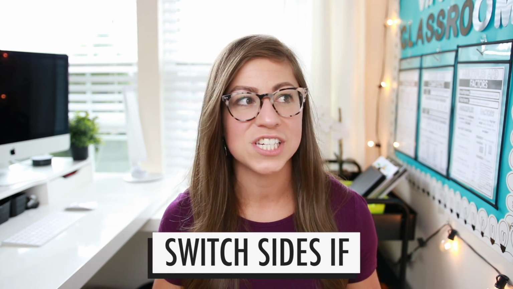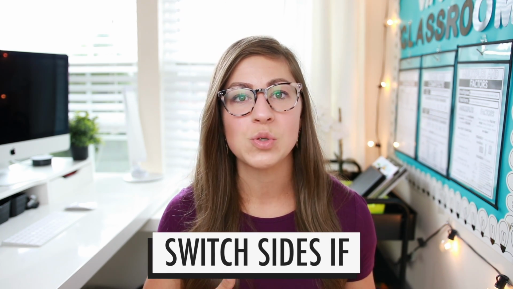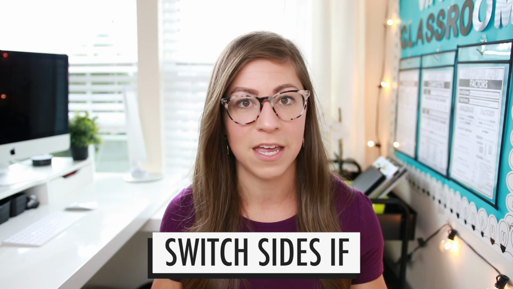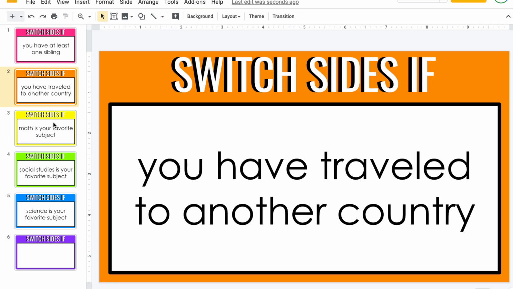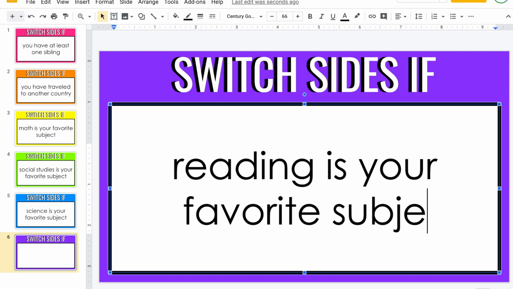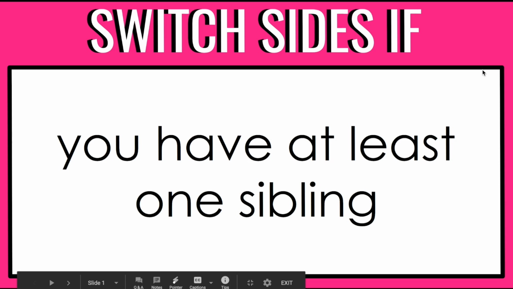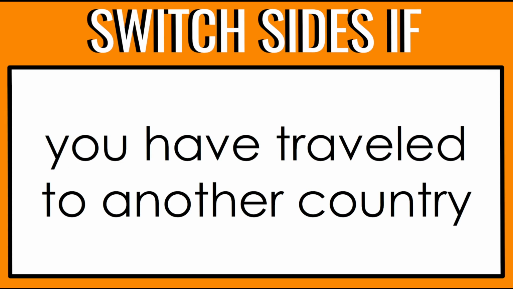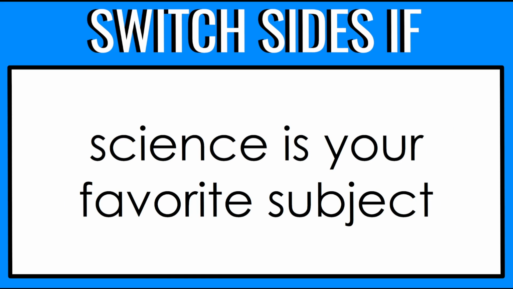I also shared a game called Switch Sides If, which is very similar. Students would switch sides of the room if the statement applied to them, such as, I have a brother or I have a sister. They would switch sides if that was true. You can still play this online. You would read the statement and students would just flip-flop the sides of their screen. So they wouldn't always be on the same side, but they could see who was moving from one side to the other, and that means that statement applies to them.